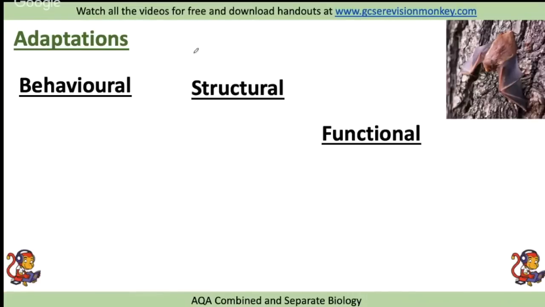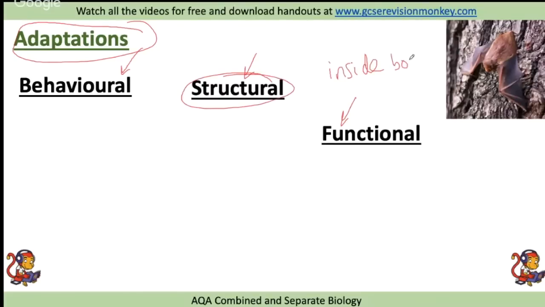Adaptations then. They could ask you again about adaptations of any animal or plant. So just look carefully and use your knowledge of what's in front of you to think about things that are behavioural, structural, and functional. Behavioural is how the animal behaves. Structure is what it looks like, what its structure's like. And functional is anything that happens inside the body. So anything to do with its metabolism, or whether it respires, or the processes that happen inside the body.